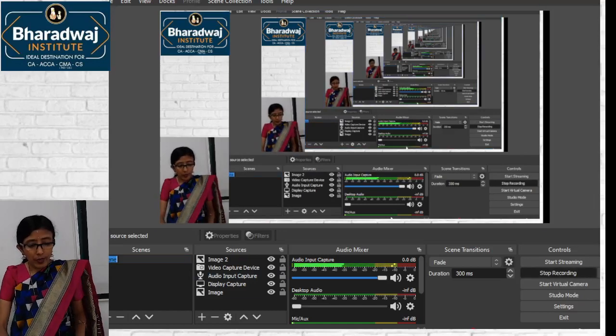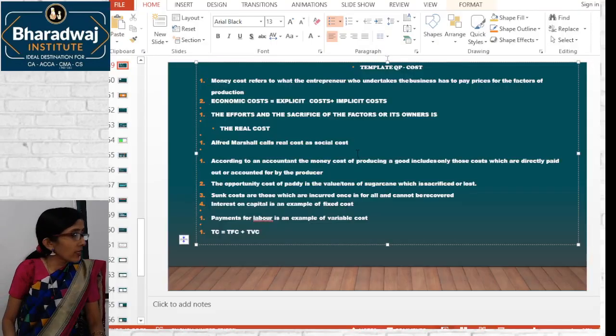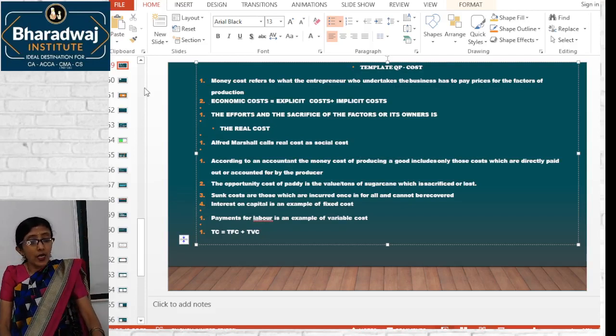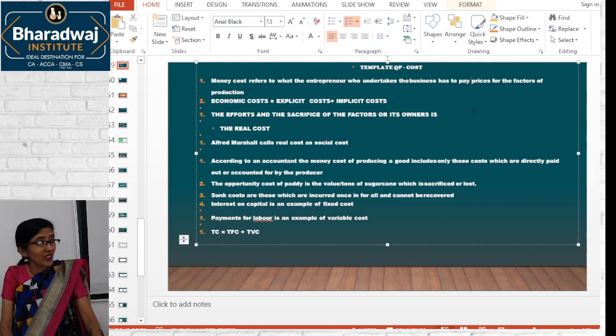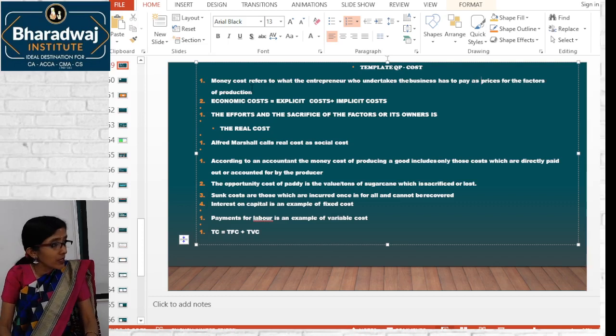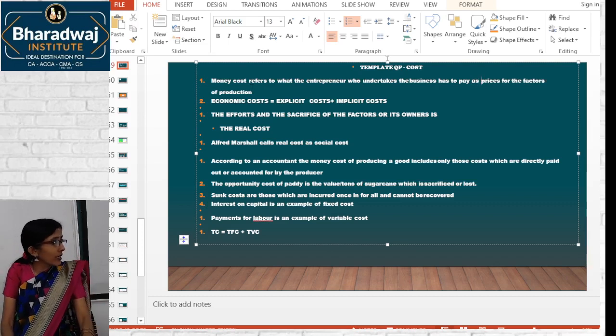Okay. Please look at the answers. Check the answers. Now look at this. Money cost refers to what an entrepreneur who undertakes a business has to pay as prices for the factors of production. Now this will look like an implicit cost, isn't it? Some of you would have thought this as implicit cost, or you all wrote correctly as money cost or explicit cost. Yeah, whatever name.